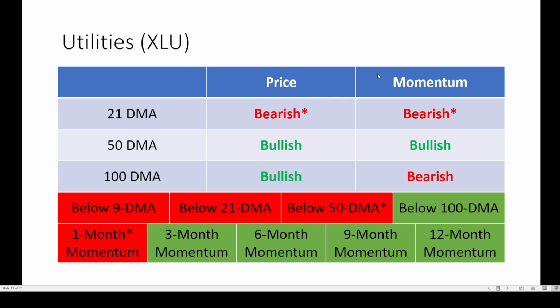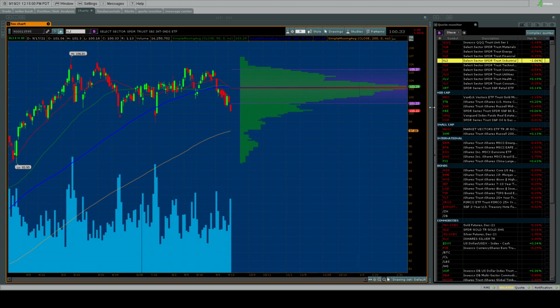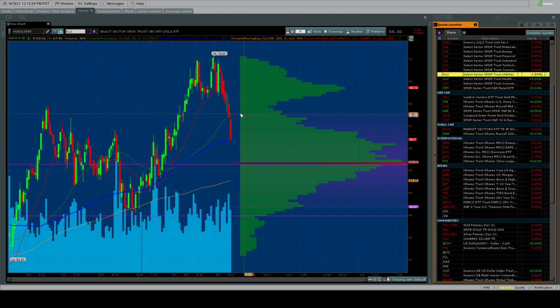21-day moving average turning bearish as it turns lower. Momentum slowing down, turning bearish. Price now below the 50-day moving average. 1 month momentum negative and falling. Early signs for the utility sector that things are perhaps not that great, but let's find out what the chart says. And you can look at that, just hammering down.